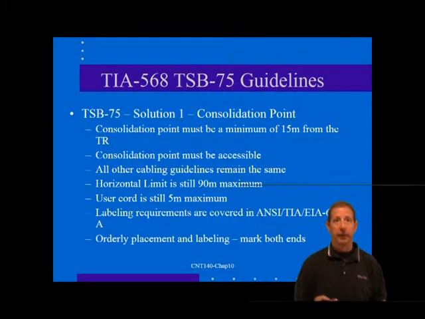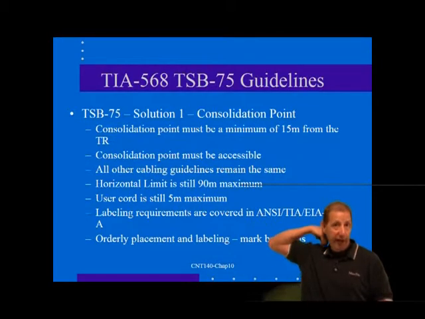Horizontal limit is still 90 meters, and the user cord limit is still 5 meters. The consolidation point is simply placed somewhere within the 90-meter run. The main advantage to this cabling method is that it does allow for an intermediate connection point for the last part of the horizontal run to the work area outlet.